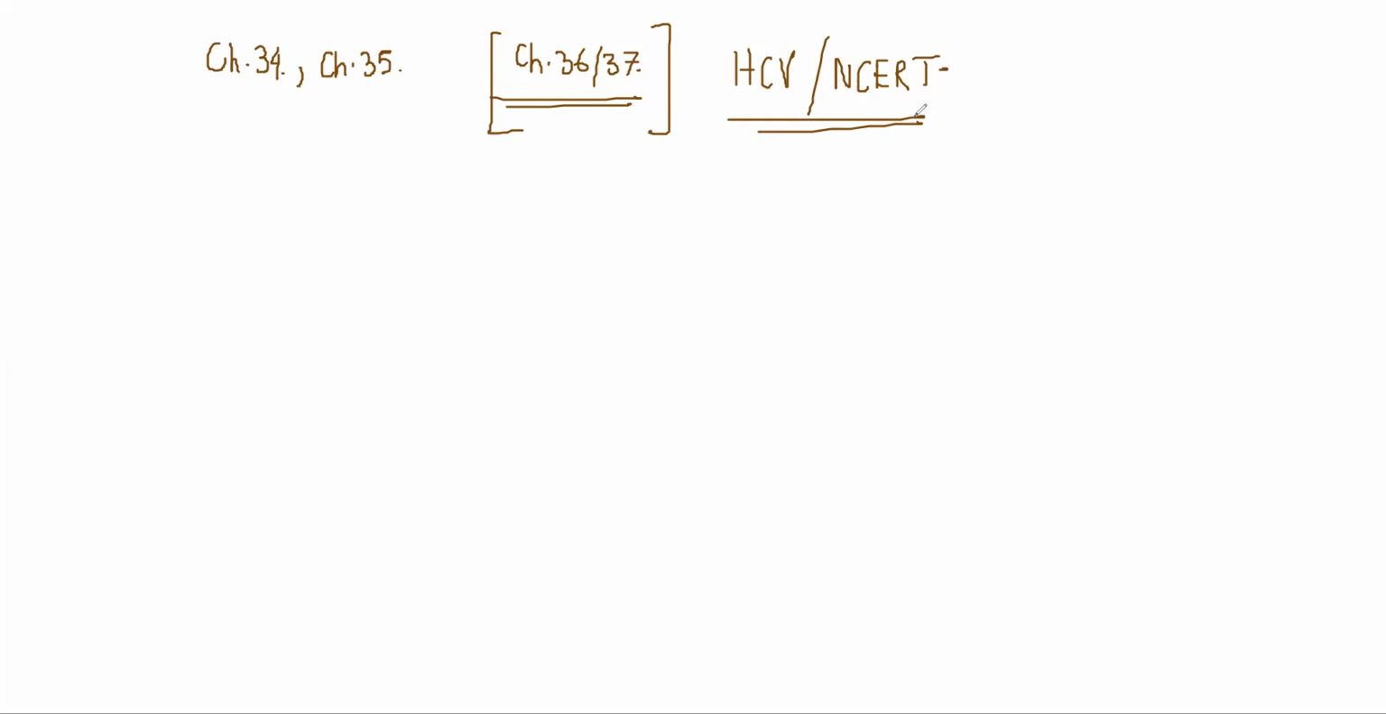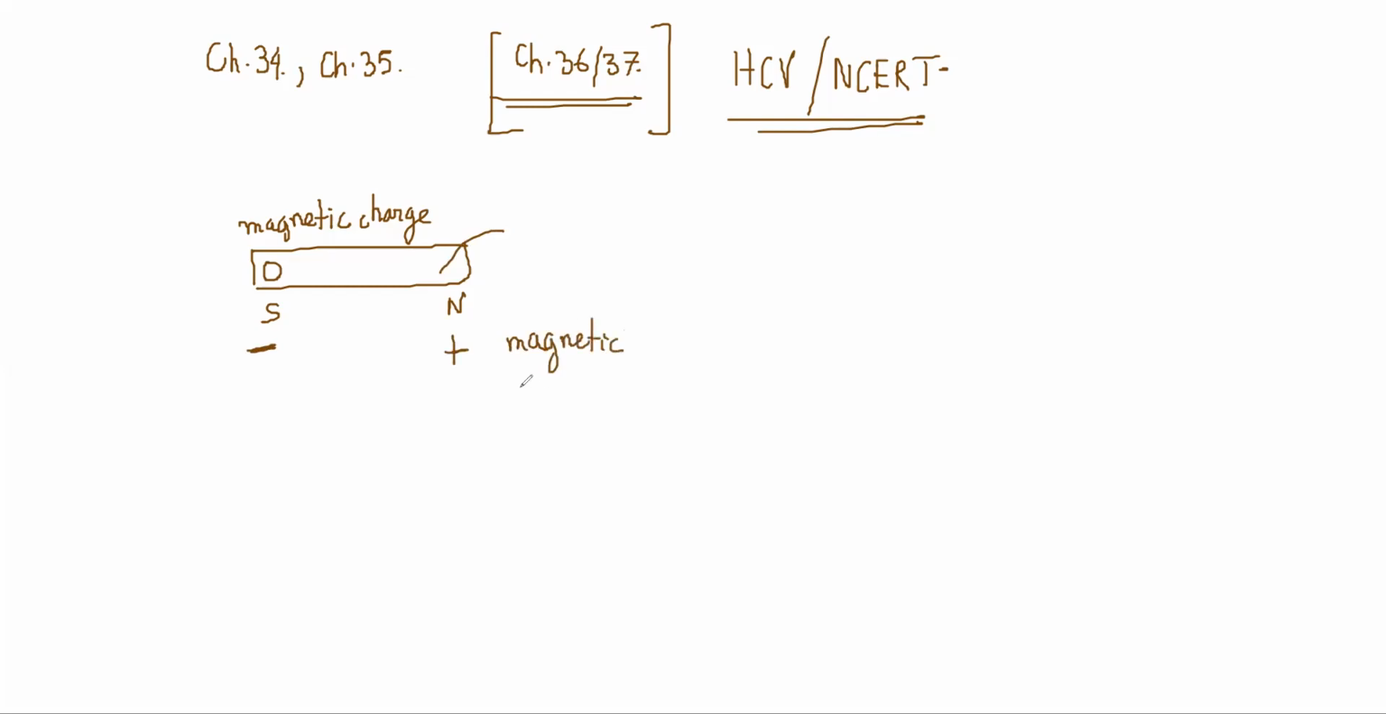Because bar magnet is basically north south poles are there, right? So north pole, south pole, and all you will assign. You will think of this as a tiny magnetic charge, which is a hypothetical concept. It is not a real thing. Basically, this is tiny negative magnetic charge and tiny positive magnetic charge. This is totally imaginary concept.